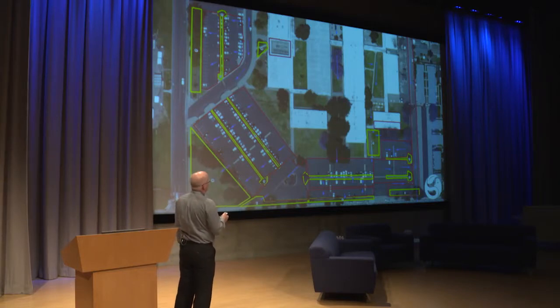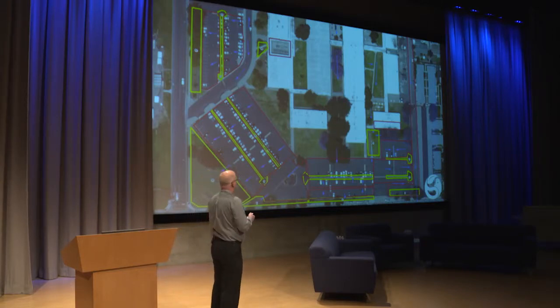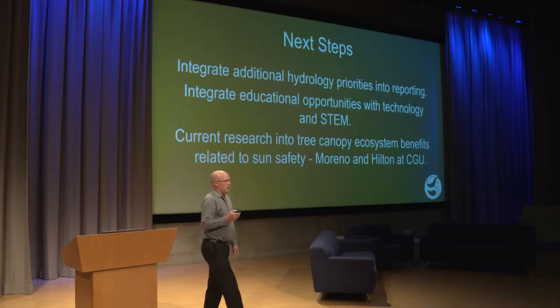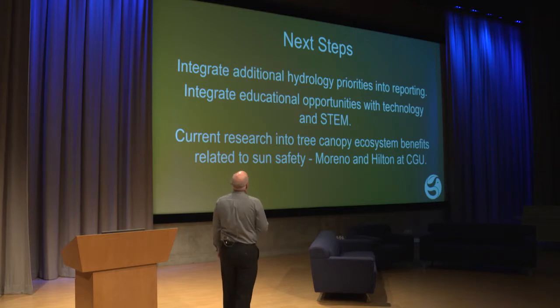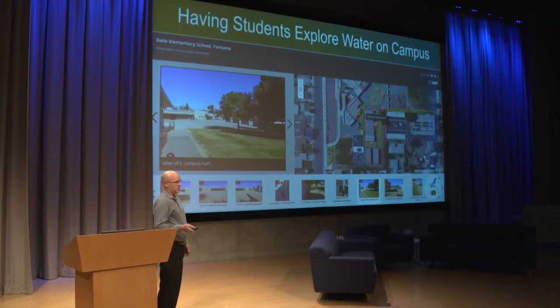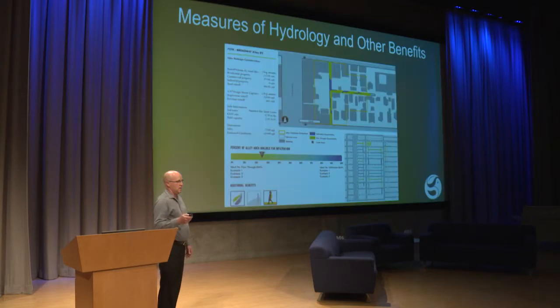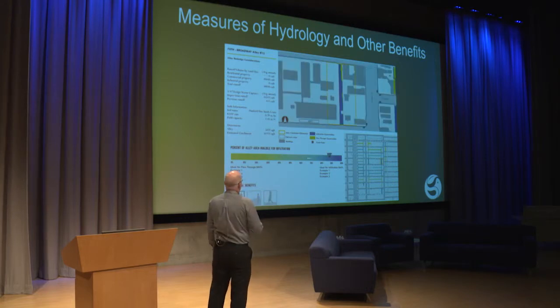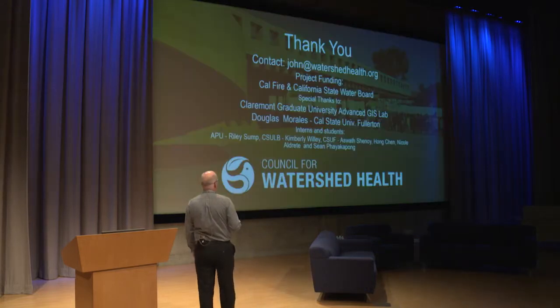The final map, this is a live view of the data in ArcMap. The flow lines that they marked out come out as arrows, and you can see the chain of where the stormwater is going and into which devices. Our next steps are that we want to integrate additional hydrology priorities into our reporting and integrate some things into the STEM curriculum. We're using Map Tour to have students explore the process. We're using measures of hydrology where the information that you see actually changes as you look at it.